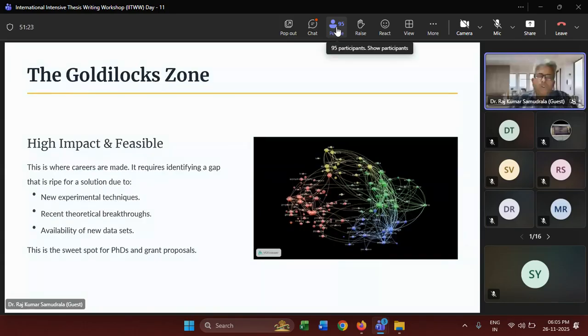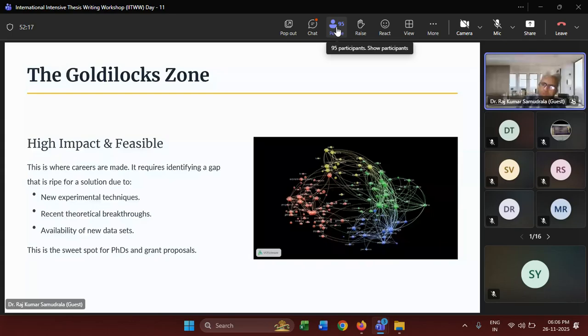The Goldilocks zone: high impact and feasible. This is where careers are made. It requires identifying a gap that is ripe for a solution due to new experimental techniques. With existing experimental techniques also you can publish. But if you try a new experimental technique, the readership of your journal will increase. So many people will read and cite your paper, and the impact of your publication will increase. Also recent theoretical breakthroughs and availability of new data sets. Take new data sets, work on them, then we can publish good results.